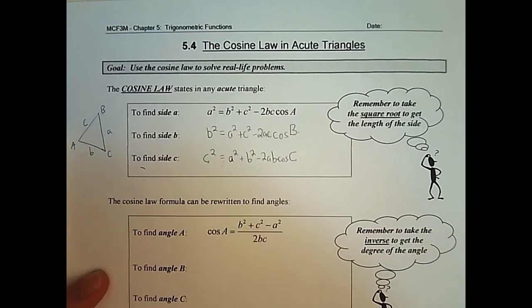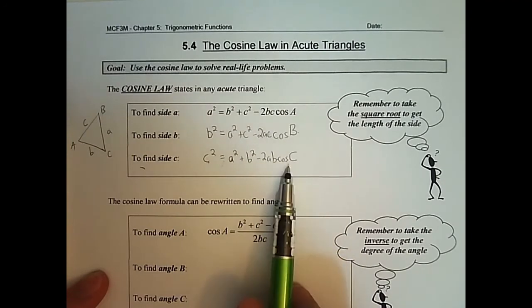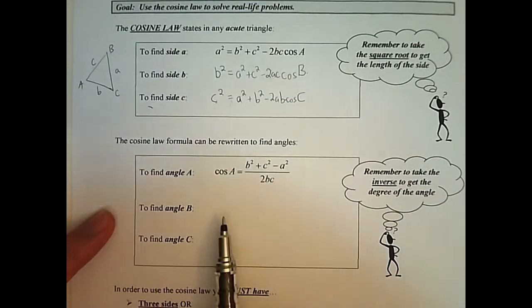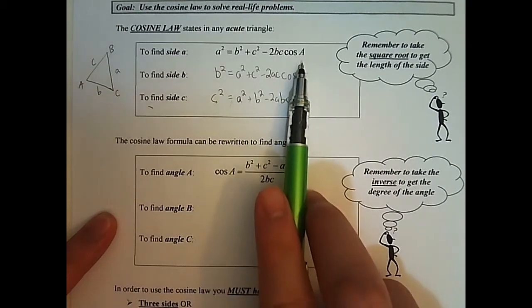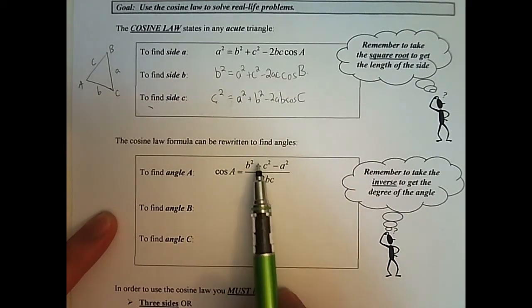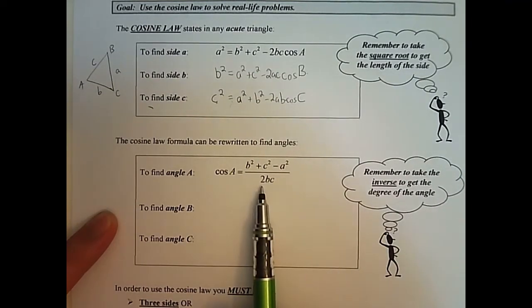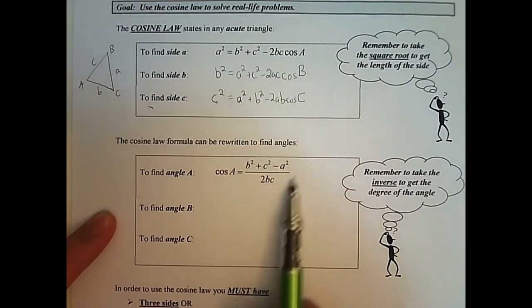We can also use cosine law to solve for angles. If I wanted to solve for one of these angles, I could do a bunch of reorganizing to isolate for this angle, but I will just give you the equations. If I want to solve for angle A, and I rearrange this, I get cos A is equal to b squared plus c squared minus a squared over 2 times b times c. And these are all the side lengths.